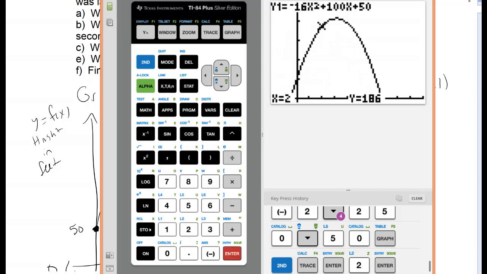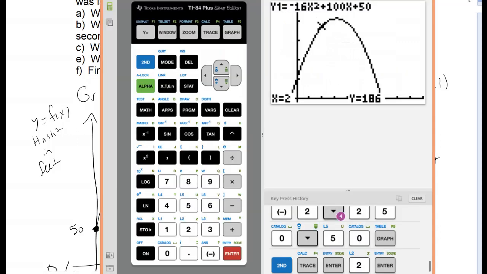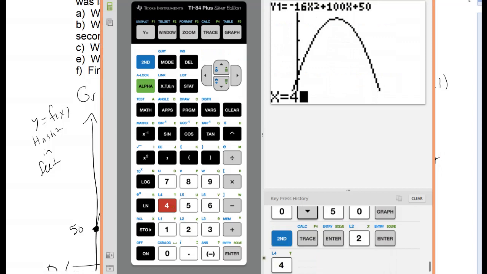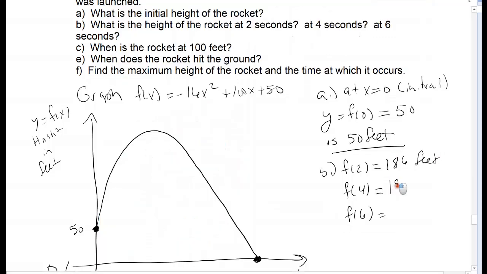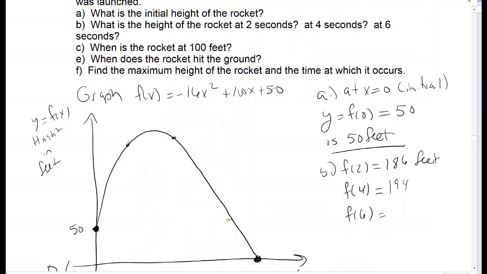Alright, so at 2, it's 186 feet. So 186 feet at 2 seconds. All right, we'll do the same thing for 4. It's at 194. Actually, tell me where 2 was, about right here. 4 was about right there. And then 6 should be way down here. Alright, so type in 6. 74 feet. So it is way down here. 74 feet.